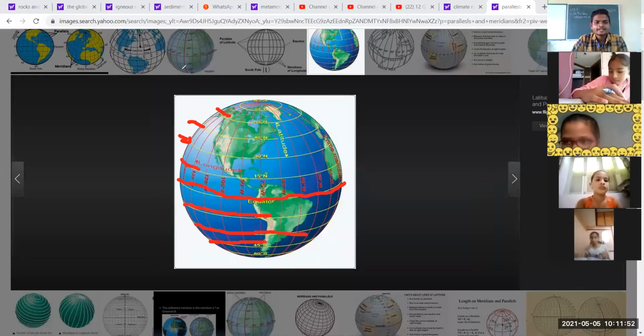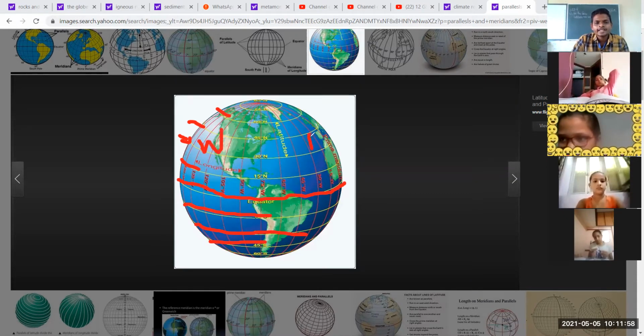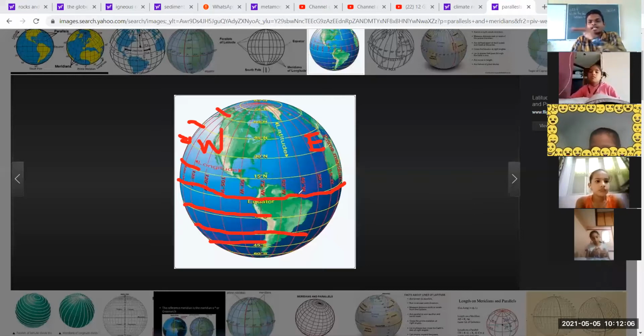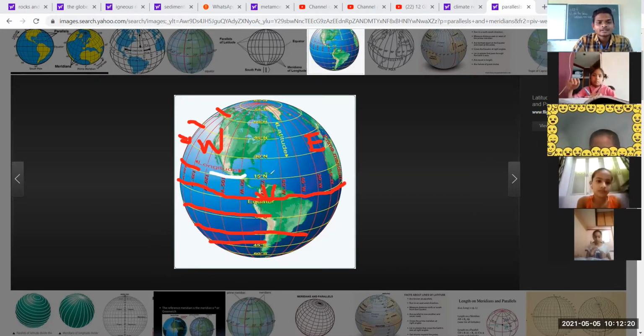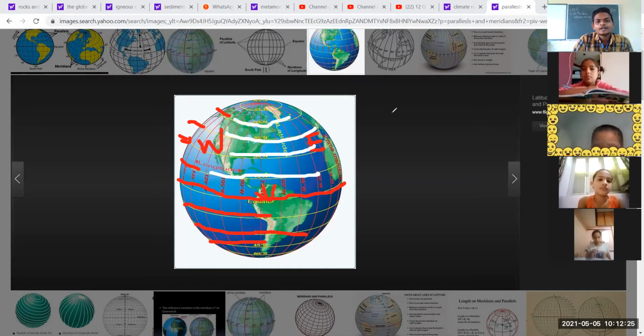This is the west. It is going from the west to east side, parallel to the equator, on the horizontal way, horizontal lines. So these lines parallel to the equator are called parallels or latitudes. These lines are known as parallels.